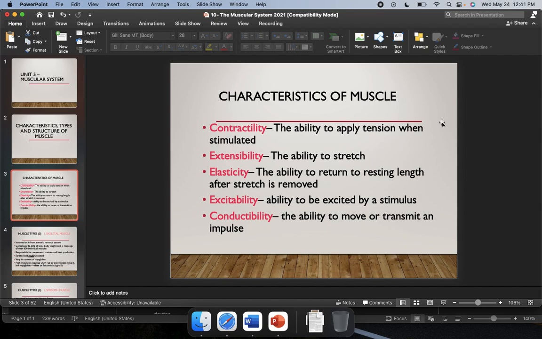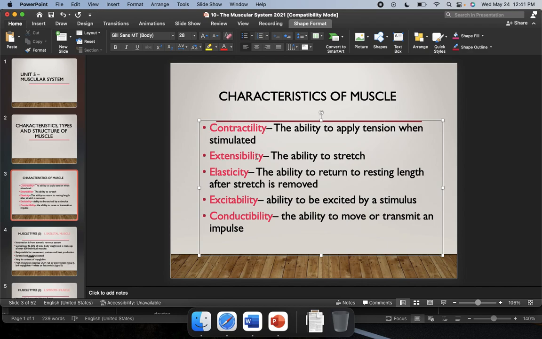So it has to be able to apply tension when stimulated. When you think about it, all of our muscles are contractile, meaning that when we stimulate them, they have the ability to apply tension. And most of the time we're talking, not in real life, but for this class, about contraction, and you're probably thinking of a concentric contraction where that muscle is going to shorten. However, there are instances where a muscle applies tension and the muscle doesn't shorten, like in an isometric or an eccentric contraction. Nonetheless, a muscle needs to be contractile.